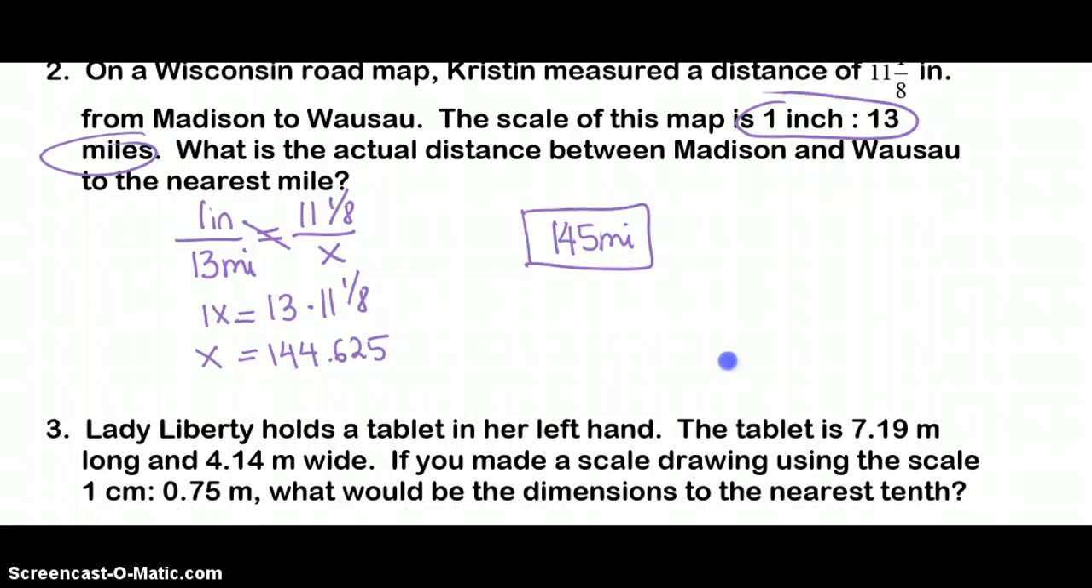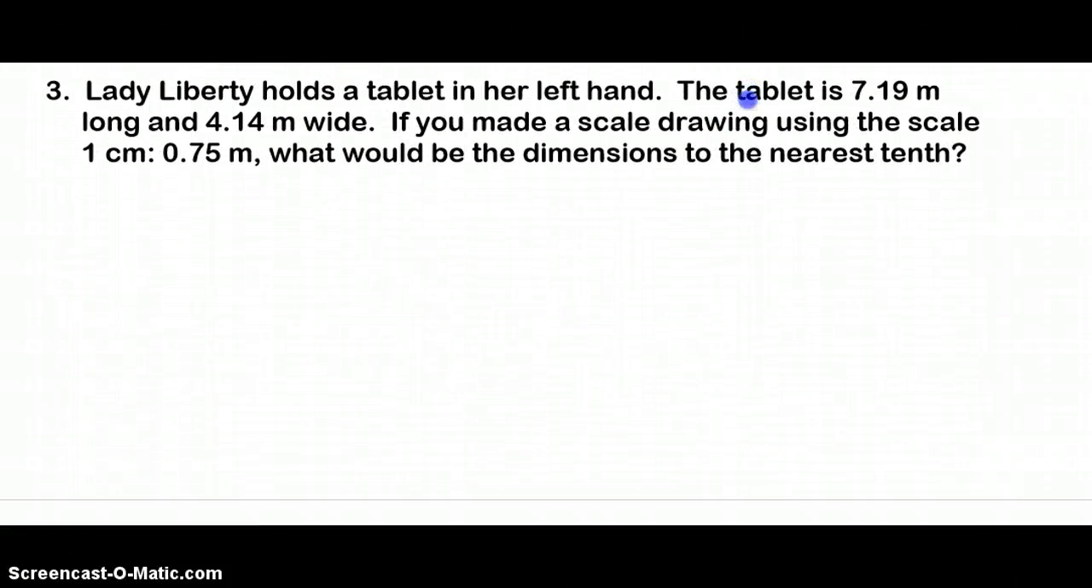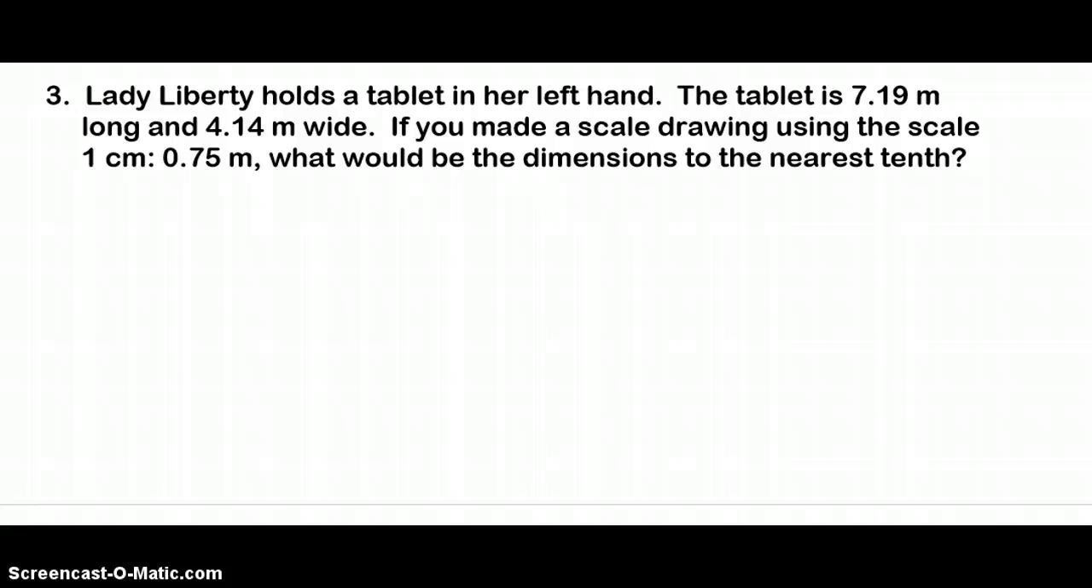Let's look at number 3. Lady Liberty holds a tablet in her left hand. The tablet is 7.19 meters long and 4.14 meters wide. If you made a scale drawing using the scale 1 centimeter to 0.75 meters, what would be the dimensions to the nearest tenth? So you start with this, your actual scale given. So you write 1 centimeter over 0.75 meters equals.